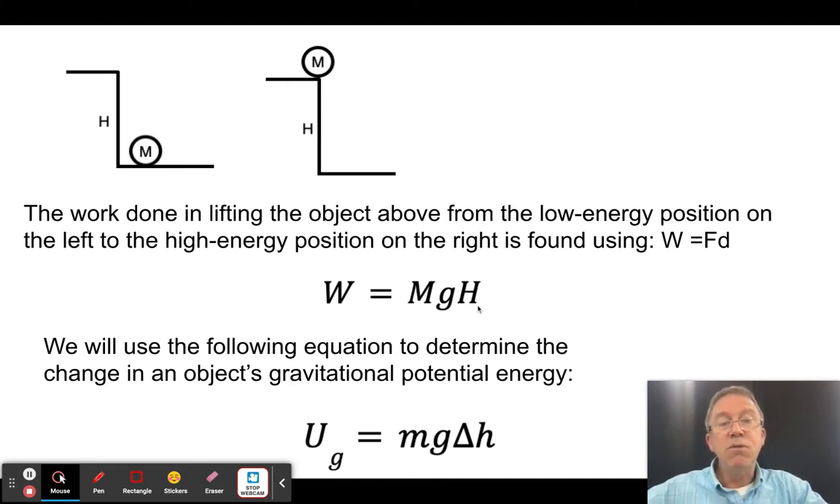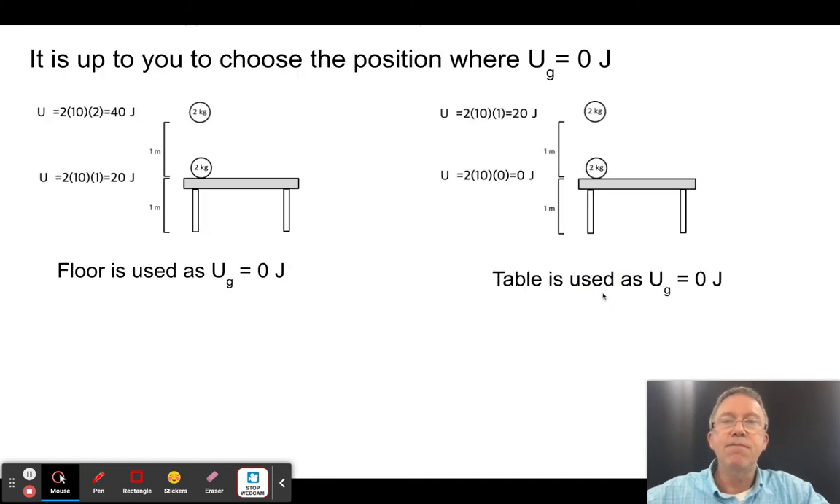So, work is going to equal mgh because this is the force and this is the distance. So we'd use the general form then for gravitational potential energy. U for potential energy and lowercase g, meaning gravitational, is going to equal mg times the change in the object's height. So U_g = mg delta h, that's going to be our standard definition, our equation for gravitational potential energy.